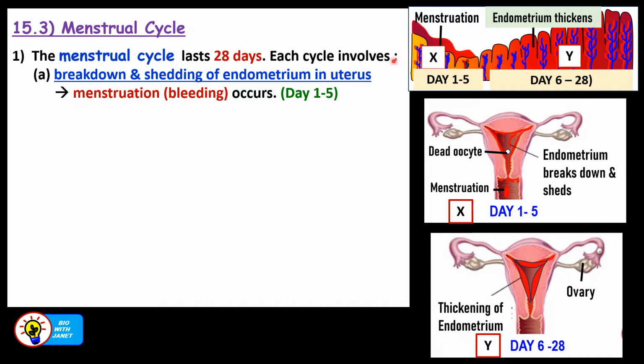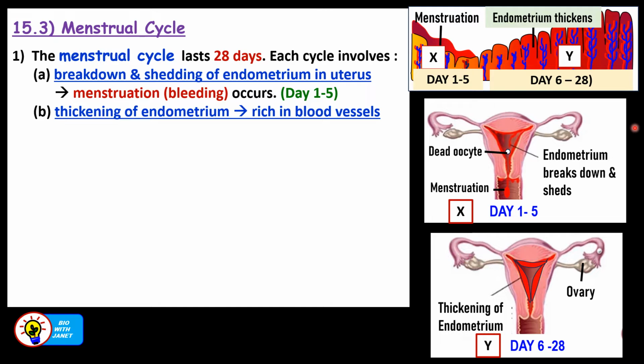So menstruation is the process whereby the menstrual blood will come out from the body, and this may occur for about 5 days. So this is just an estimation. For some women it's shorter, and for some women it's longer. Okay, so day 1 to 5.